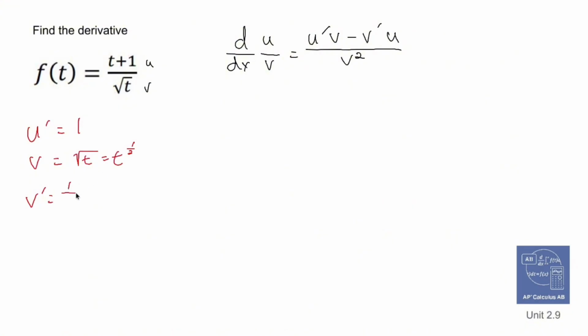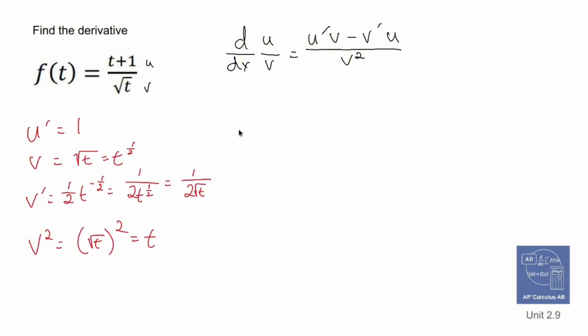Bring down the 1/2. Okay, t to the 1/2 minus 1, which is negative 1/2. Drop that t to the negative 1/2 into the denominator and turn it back into its square root version, and you're good to go. V squared is going to be the square root of t squared, which is just t. That's nice. So let's put it all together.